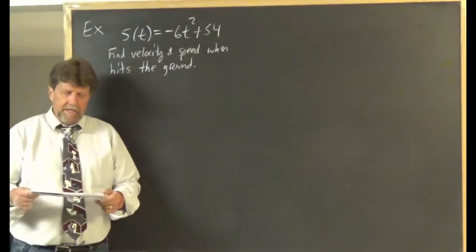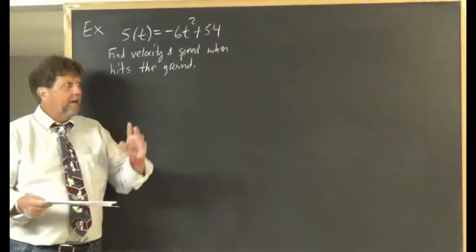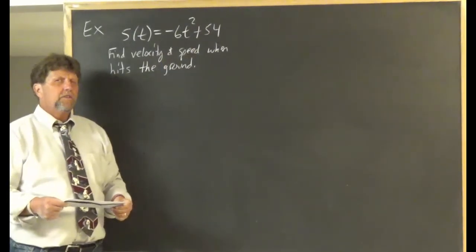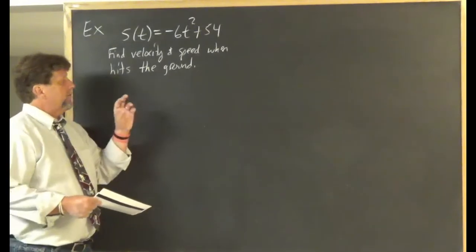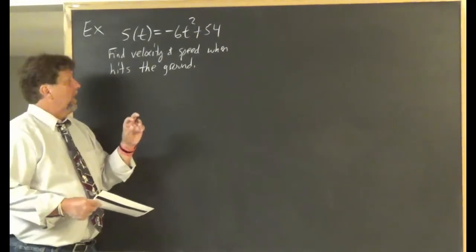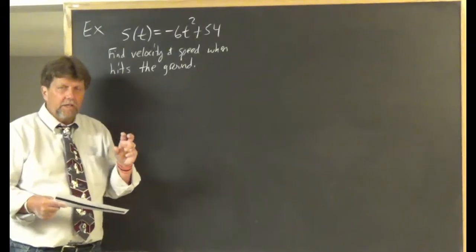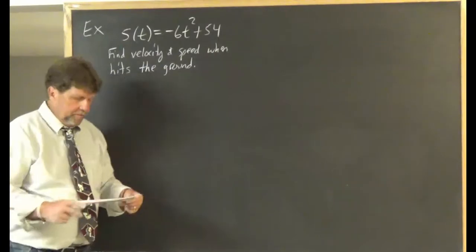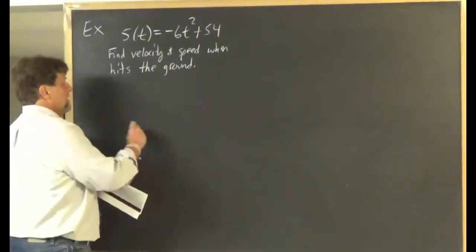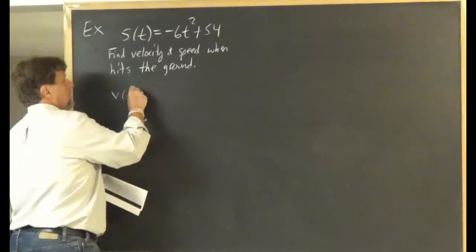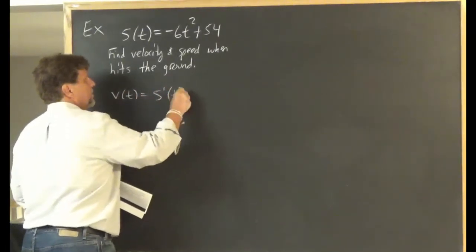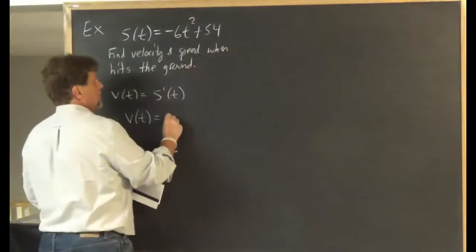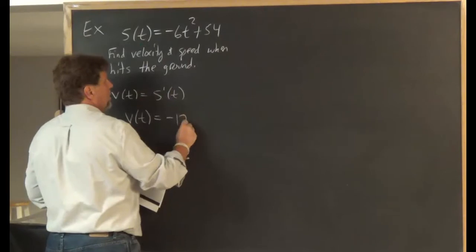All right, folks, in this first example, there were a lot of words. Hopefully you wrote all the words down. I just put down the function. The position function is s of t equals negative 6t squared plus 54. And we're supposed to find the velocity and the speed when the stone hits the ground. So let's get the velocity function. Remember, velocity is the derivative of the position function. So the velocity function is the derivative of the position function, which is negative 12t.